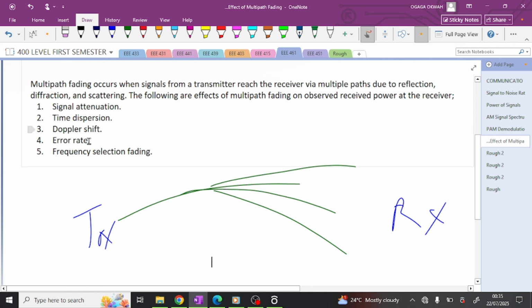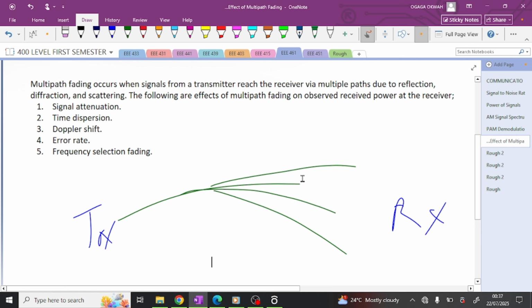Then the next effect is error rate. The signals being transmitted are in bits. Due to multipath fading, it may lead to an increase in bit error rate, and that's really significant when we talk about digital modulation schemes.